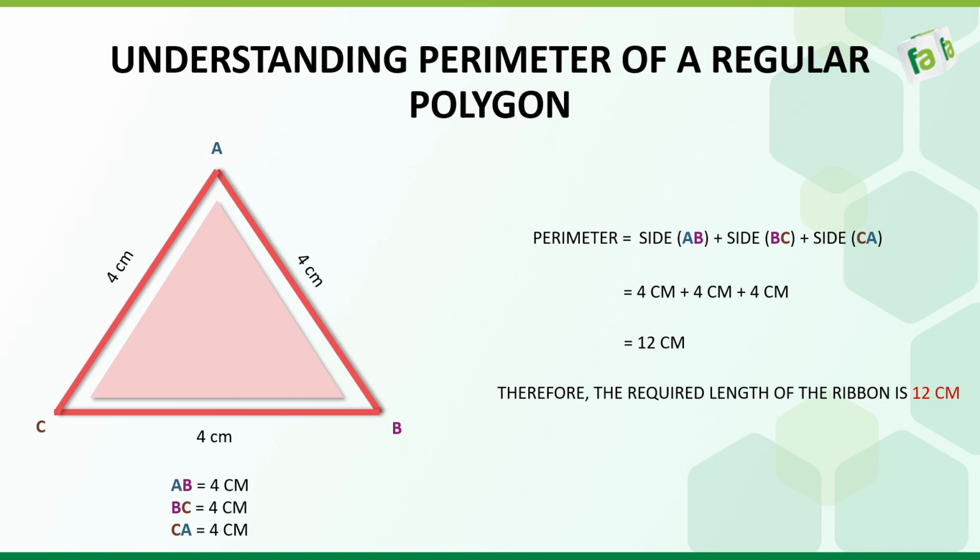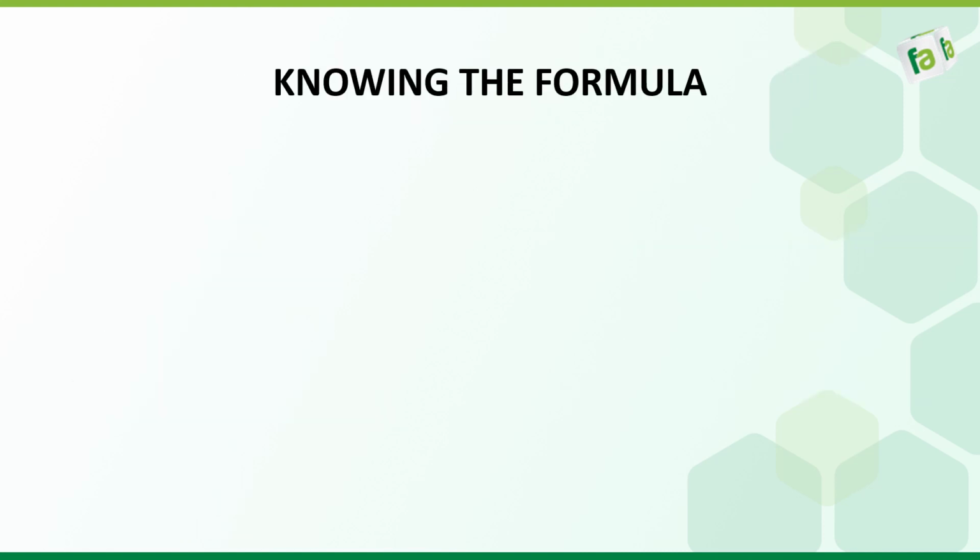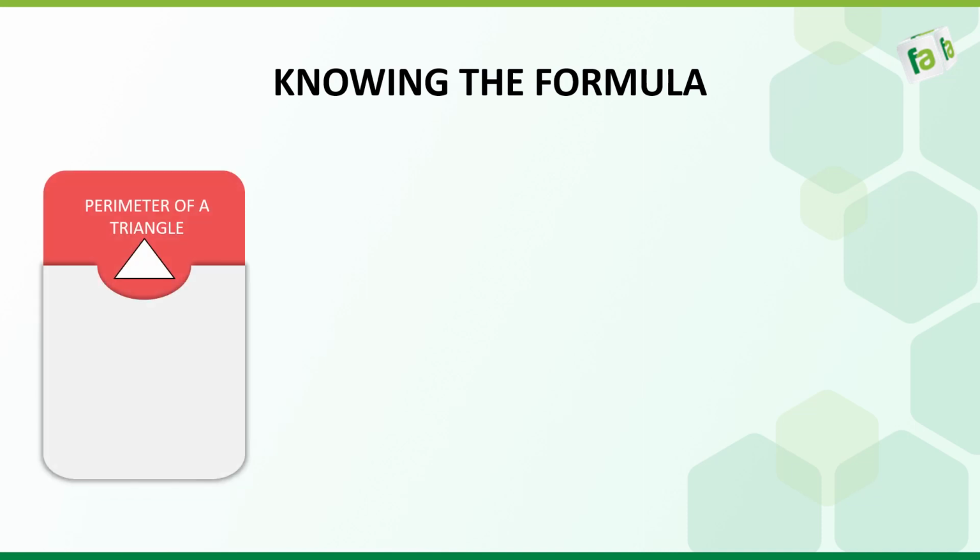However, finding perimeter using the formula is much easier. Let us now learn the formula for perimeter of some regular figures. In order to find the perimeter of a regular shape, we simply multiply the number of sides by the length of one side. For triangle, number of sides is equal to 3. Perimeter is equal to 3 multiplied by length of one side.